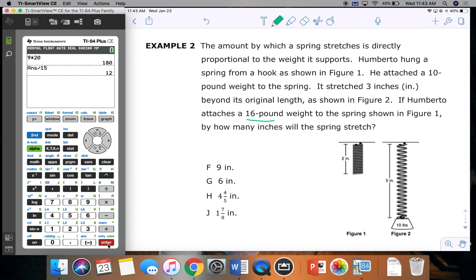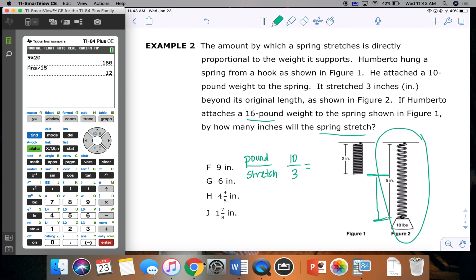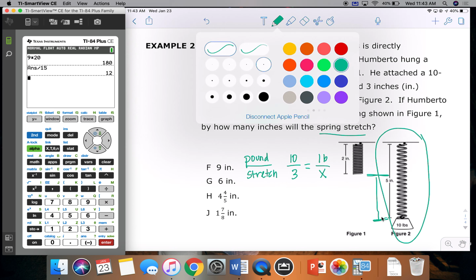So we are talking about pounds or weight and stretch. In figure 2, they put a 10-pound weight and it stretched 3 inches. Keep in mind, this is not the total. This is the start. It starts at 2. It stretched to 5. So there's a difference of 3. Then they want to know if we do 16 pounds, how far will it stretch?